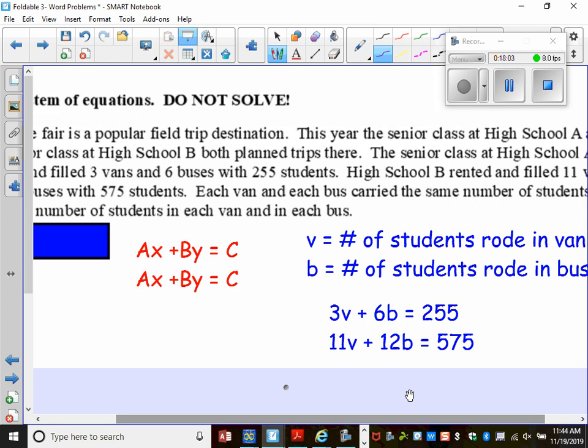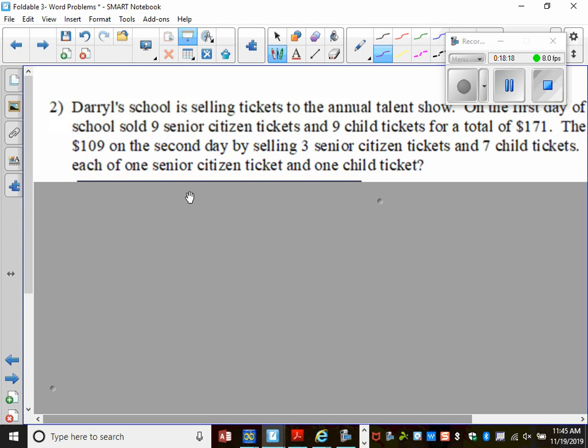Okay, that's as far as I'm going to have you go for tonight. Now, like I said, when we learn the elimination method, we'll come back and do the solving. So you'll see those words at the top, do not solve. All right, let's move on to here.